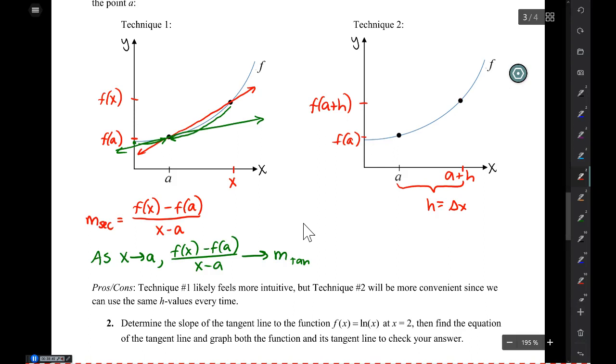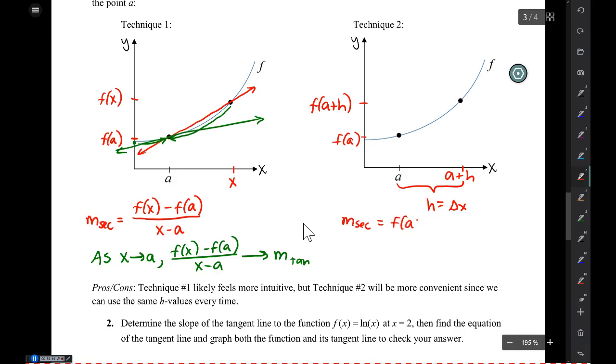Now notice that adding h horizontally, is that the same as adding h vertically? No, right? If it was linear, like a slope of 1 or something, then yeah, it would be the same. But most of the time, it's not going to be the same as just adding h to the output. But the slope of a secant line is still going to be given by the change in output over change in input.